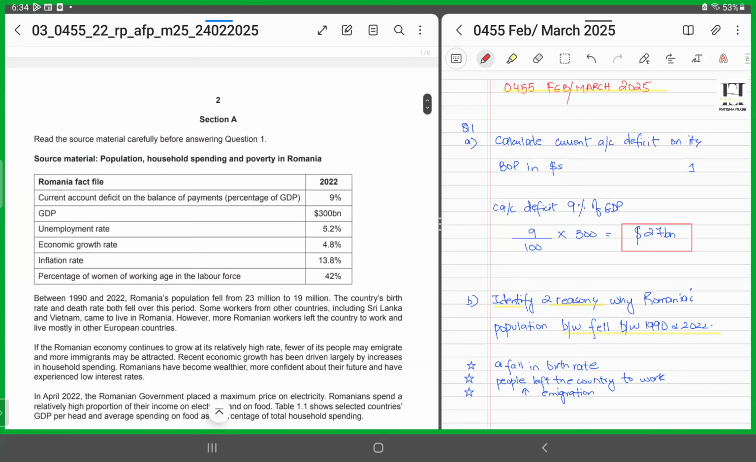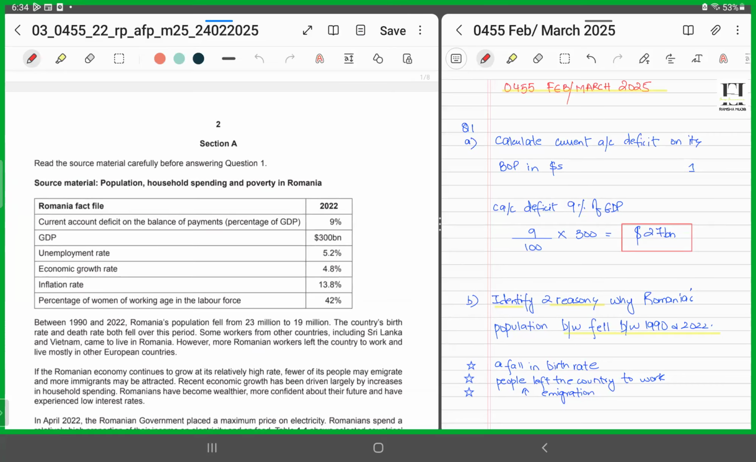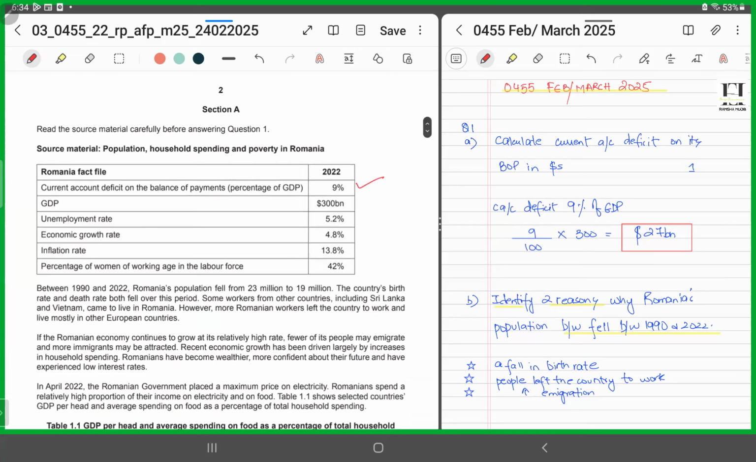They have given us the current account deficit that was around 9%. GDP hovered around $300 billion. Unemployment rate was 5.2%. Economic growth rate was 4.8%. Inflation rate was 13.8%. The percentage of women of working age in the labor force was around 42%.